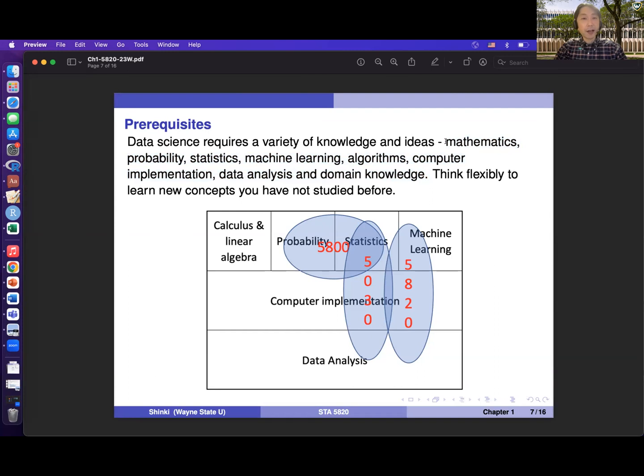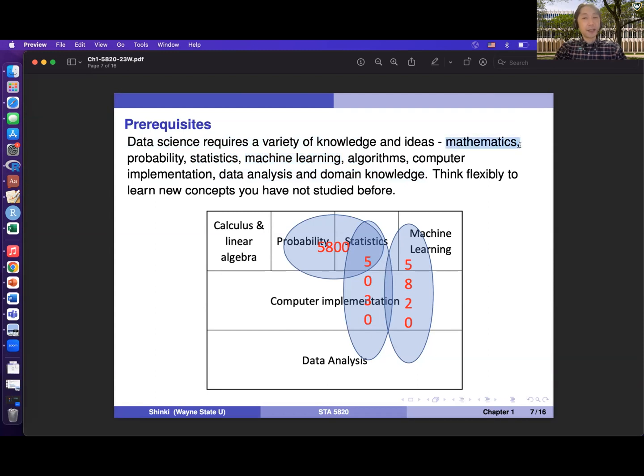Personally, I studied mathematics first, and after that I joined a bank. Then I did data analysis, and I focused more on financial knowledge. After that, I studied the in-between, statistics. Then after I got a job at Wayne State, I realized that I have to do more machine learning and computer implementation.